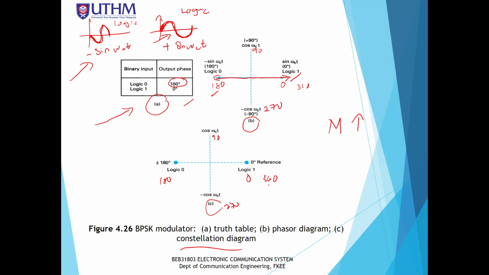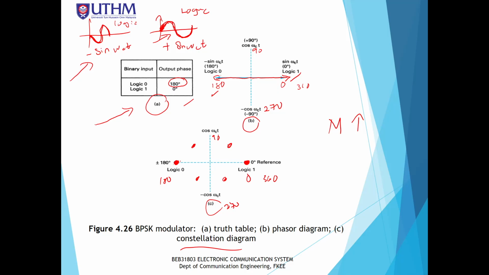Since logic 1 is located at 0 degree, it is here. Logic 0 is located at 180 degree, which is here. So we have two dots here. Ada dua dot di sini. And if we use a higher level modulation, we're gonna see a few sets of constellation, maybe somewhere here, somewhere here, somewhere here.